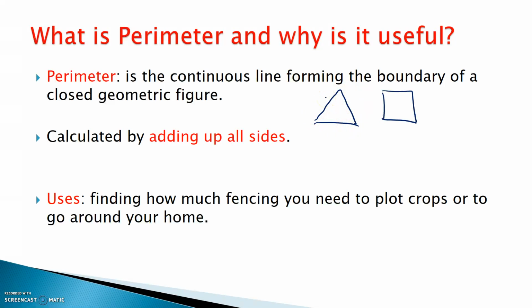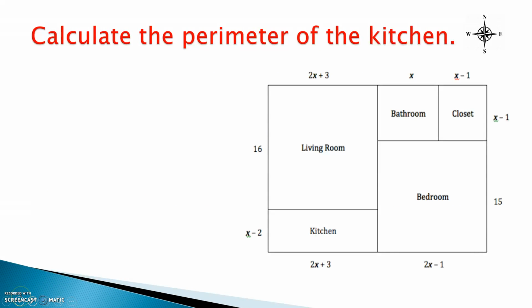And how do we calculate perimeter? Well, you basically just add up all the sides. I would add up all 3 sides of this triangle, all 4 sides of the square, depending on the shape. Now, what are some uses? Why is this useful? Well, in the real world, if we ever want to put up fencing in order to plot some crops or to go around your home, you can't just go to the hardware store not knowing anything. You need to know how much material you need for that fencing. So again, how does perimeter come up? Well, we need to figure out that total length. All right, so let's move on to an example that has perimeter.